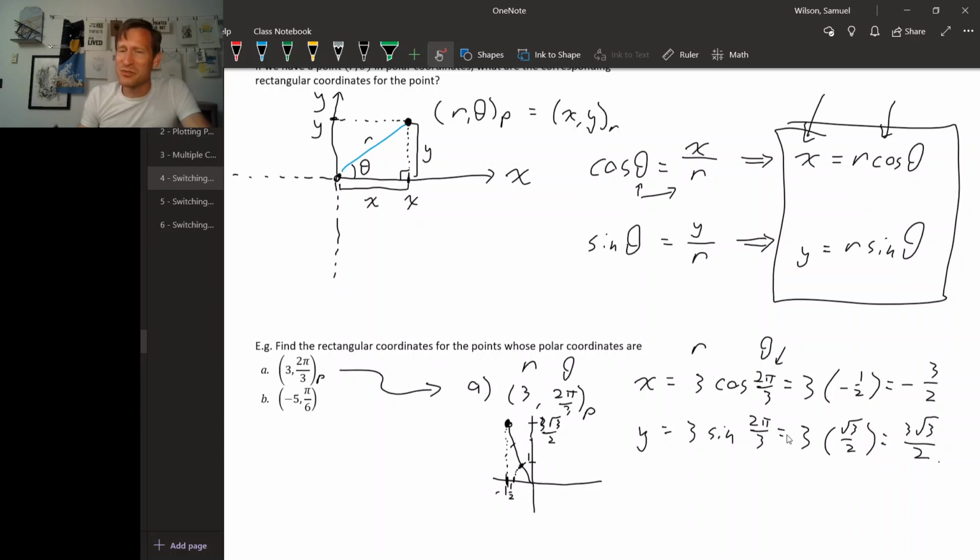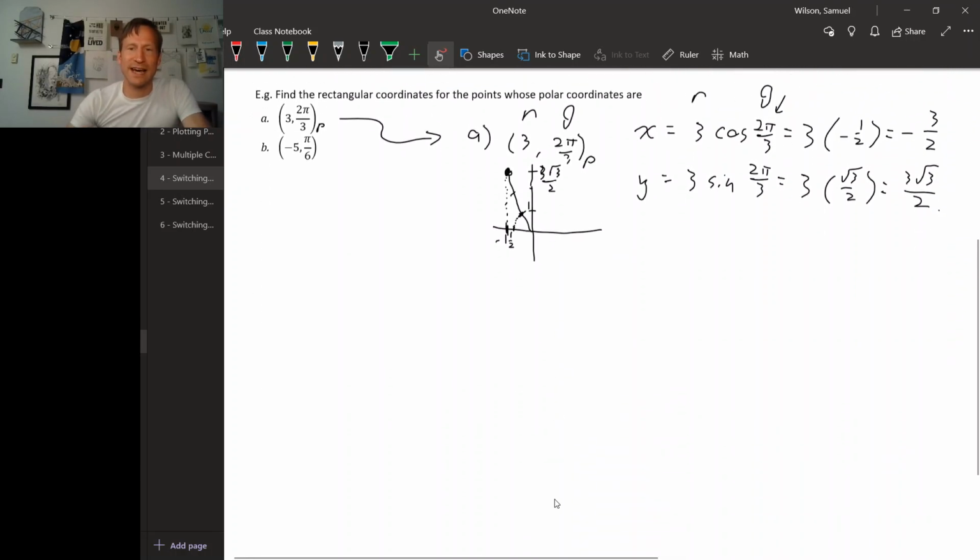If you make some sort of mistake calculating x and y, you'll find that often it just puts you in the completely wrong quadrant. So as long as you keep track of what quadrant you're in, you can actually catch a lot of mistakes. Okay, let's have a look at b.